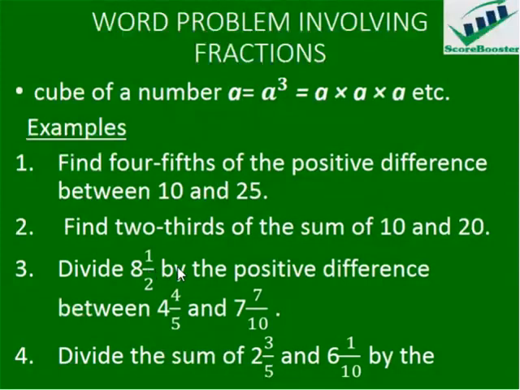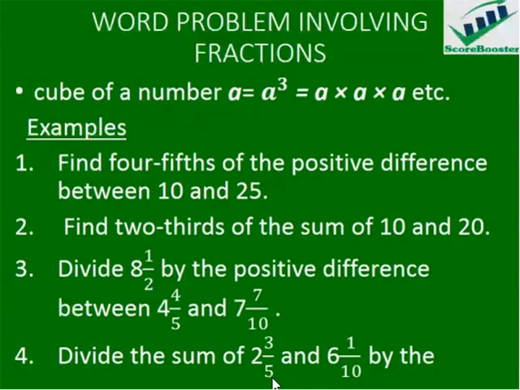The third question says we should divide 8 1/2 by the positive difference between 4 4/5 and 7 7/10. To get the positive difference, you subtract the smaller number from the larger number. Here it's very obvious that 7 7/10 is greater than 4 4/5 because of the whole numbers 7 and 4.